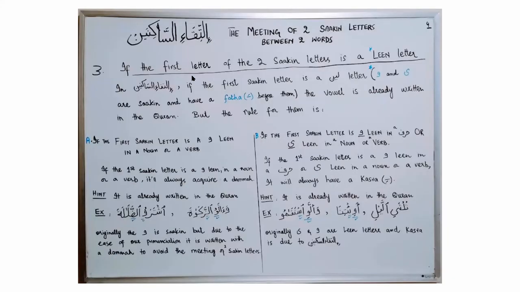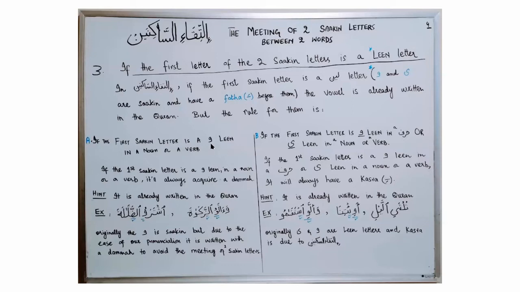The next rule is if the first letter of the two sakin letters is a lean letter, and there are two lean letters, letter waw and letter ya, and they only become a lean letter if they are sakin and the letter before them carries a fatha. Only in that situation they become a lean letter. In Iltiqa'a Sakinain, if the first letter is a lean letter, there are two rules for them, but in the Mushaf, you will find the vowel already written on the lean letter.